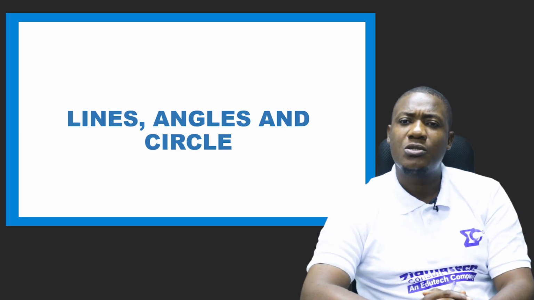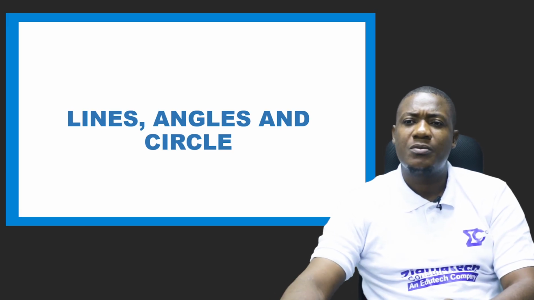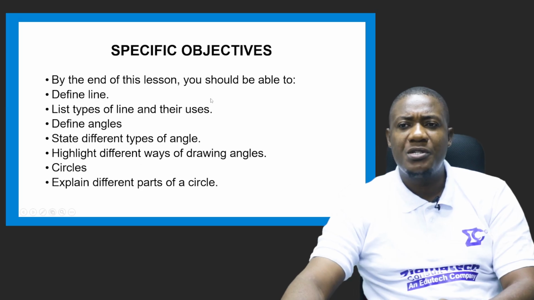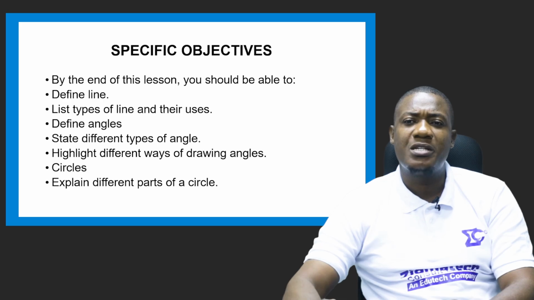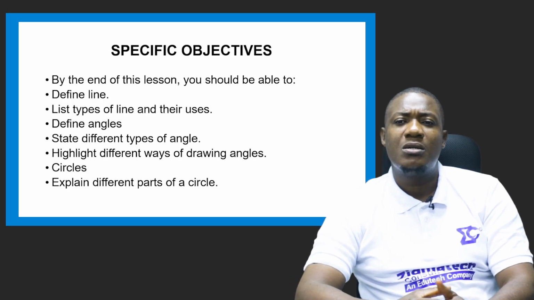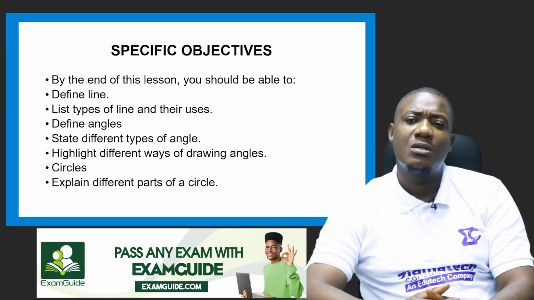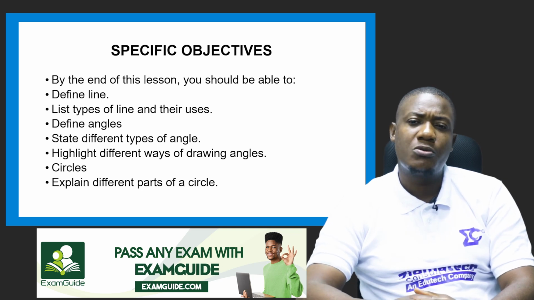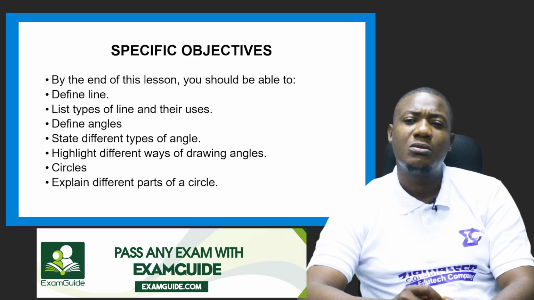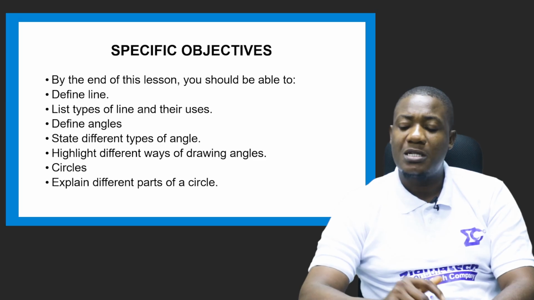Today we shall be talking about lines, angles, and circles. By the end of this lesson, you should be able to define line, list different types of line and their uses, define angle, state different types of angles, highlight different ways of drawing angles. You should also be able to define a circle and explain different parts of a circle.